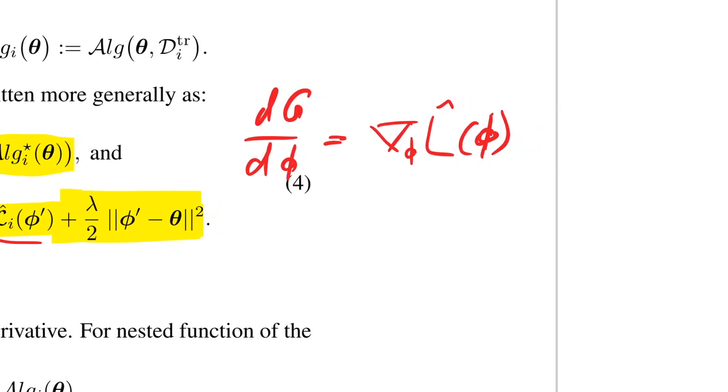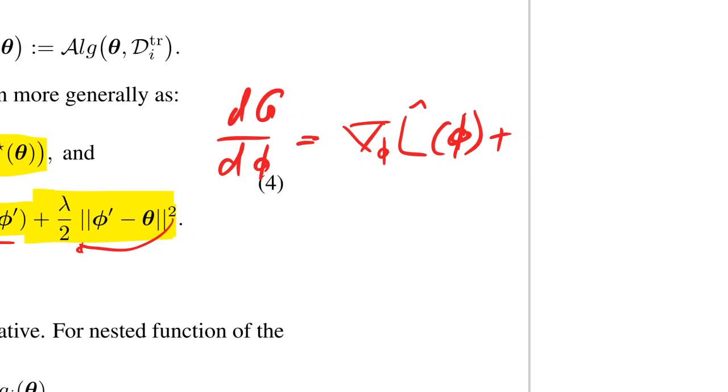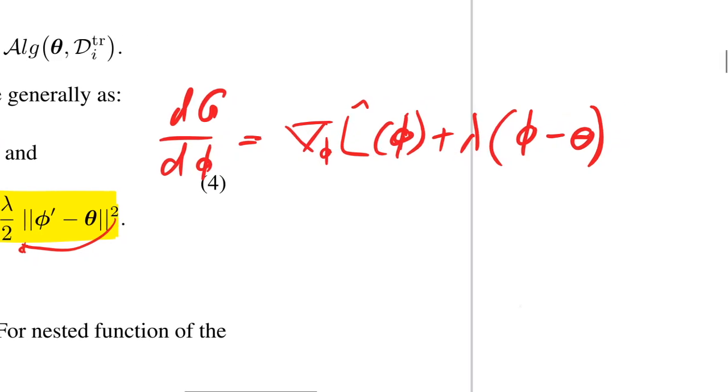The second thing we can also do pretty easily. This is an L2 norm, all right? We know how to derive a square. So the 2 comes down, and this will simply result in this vector right here. So it's going to be lambda times phi minus theta. Okay, now this was relatively easy.